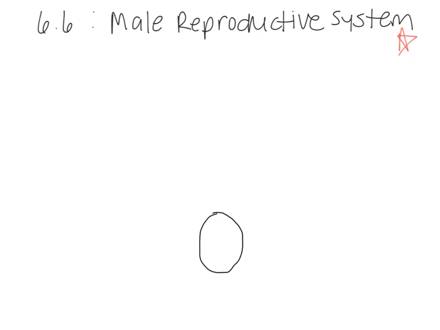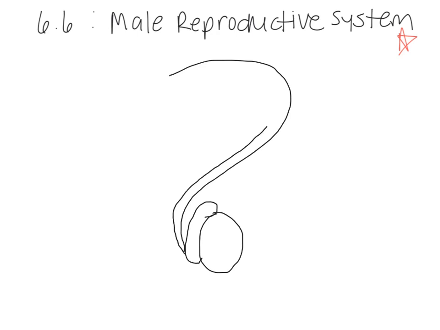The testes are where the sperm are actually produced. Sitting on top of the testes is a piece of tissue called the epididymis, where the sperm mature. Leading from this tissue is a tube called the vas deferens, and the vas deferens is the tube that you cut during a vasectomy. All right, I'm going to draw it in this shape for a particular reason.